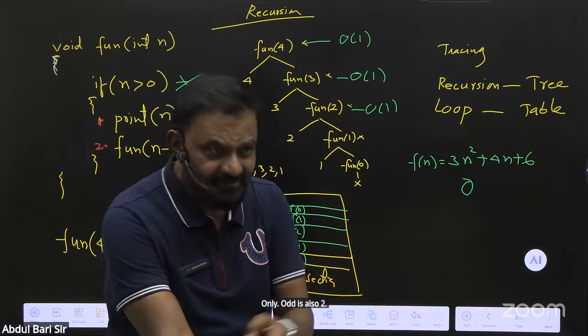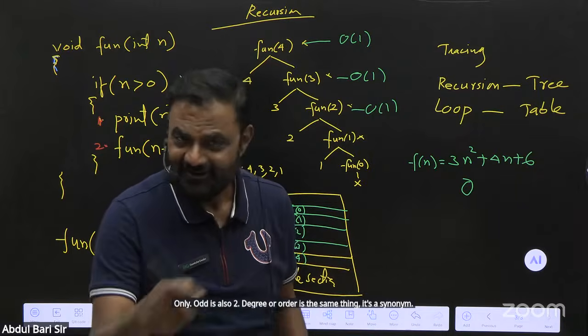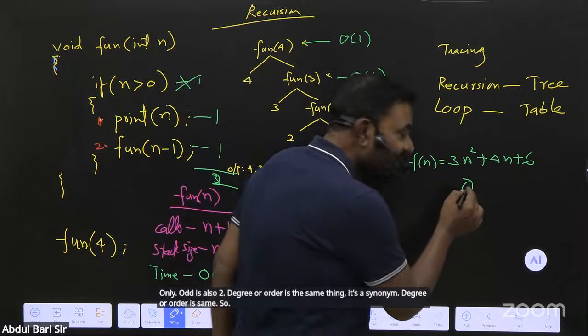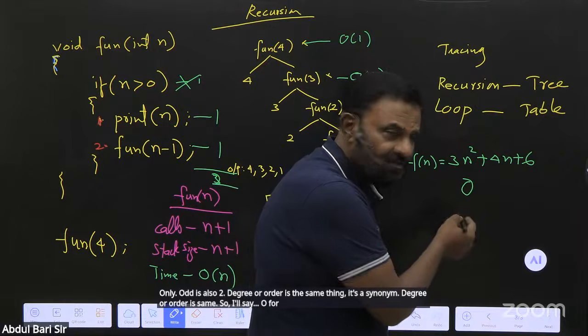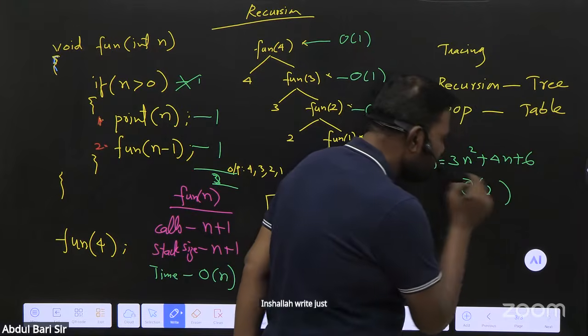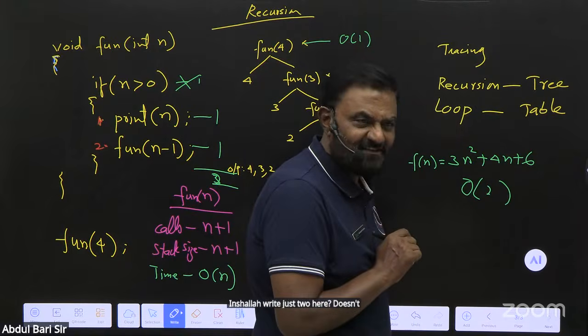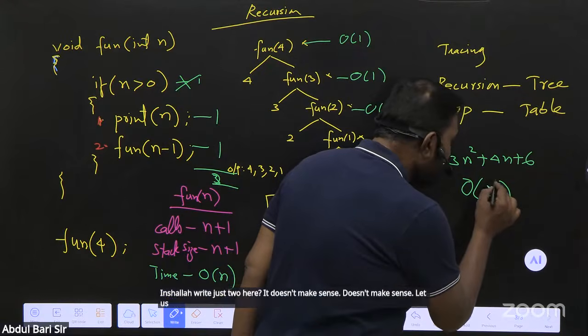Degree or order is the same thing. It's a synonym. So I'll say O for order. Shall I write just 2 here? Doesn't make sense. Let us write n power 2.